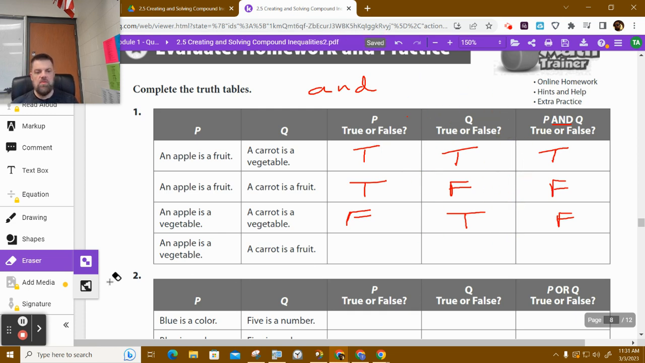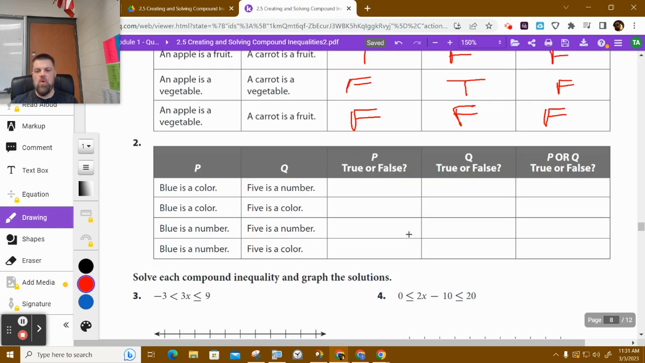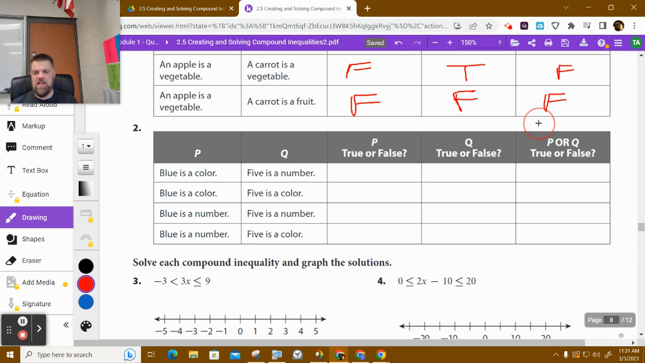All right. Now, the next one says the apple is a vegetable. False. A carrot is a vegetable. False. An apple is a vegetable and a carrot is a fruit. False. Both of them are wrong. Now with or, we only need one. Only one has to be true.